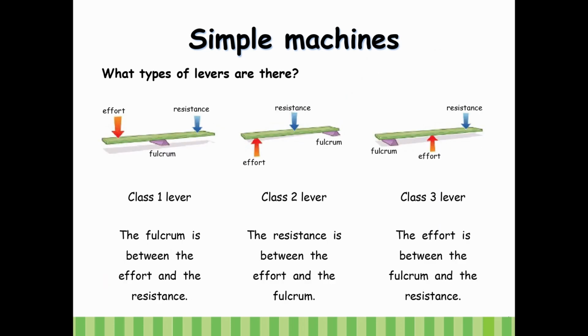What types of levers are there? Class 1 lever: the fulcrum is between the effort and the resistance. Class 2 lever: the resistance is between the effort and the fulcrum. Class 3 lever: the effort is between the fulcrum and the resistance.